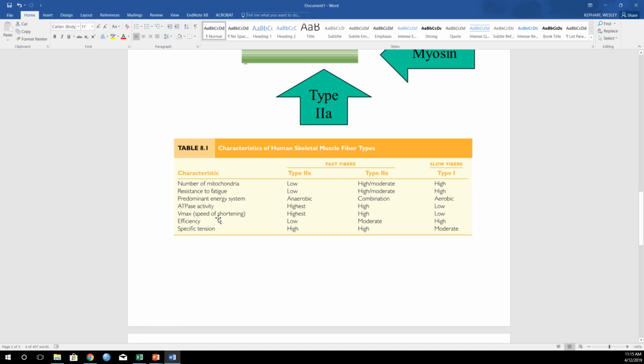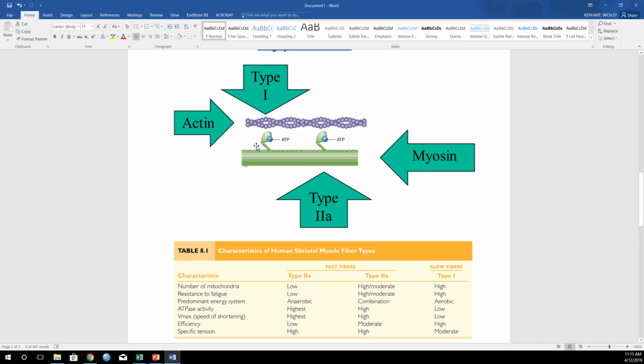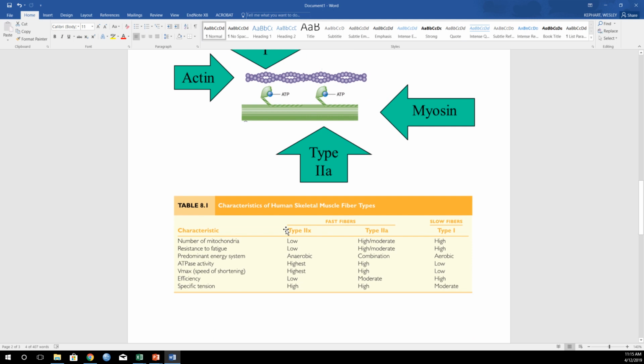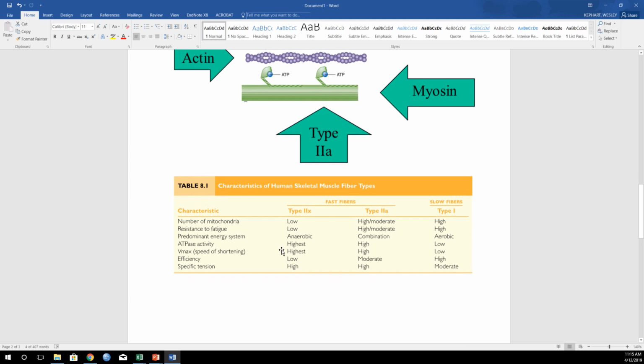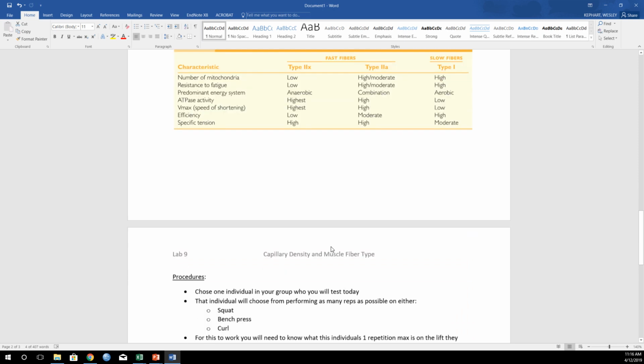Vmax is the shortening of a sarcomere, so how quickly this actin is pulled across. Fast twitch fibers do it a little bit faster, slow twitch fibers a little bit slower, and truthfully, it's not that different, but it's different enough. So there's some information to know about that.